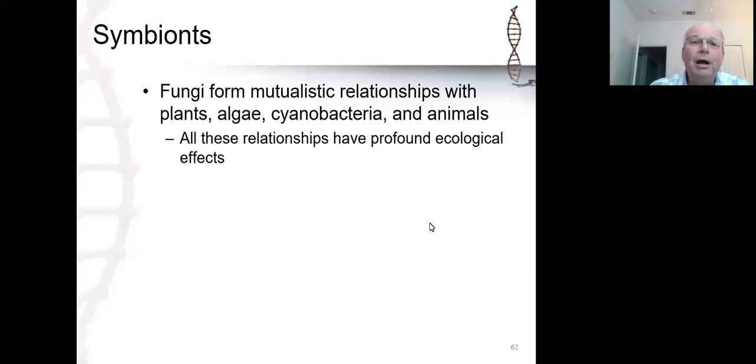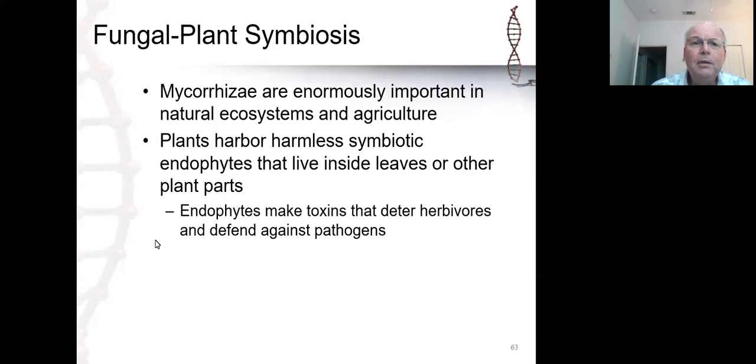Fungi also form very important mutualistic relationships. We've talked about the plant relationships already. We'll touch on those again, but we also need to talk about mutualistic relationships between fungi and algae and cyanobacteria in the form of lichens, and also symbiotic relationships that fungi can form with animals. They're not just parasites of animals, although that's a big part of it as well.